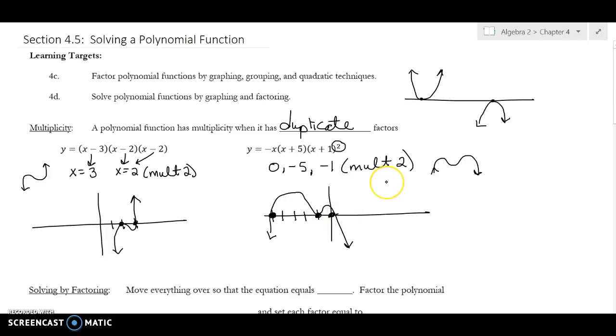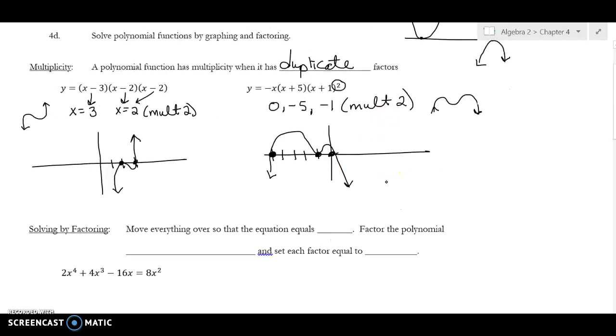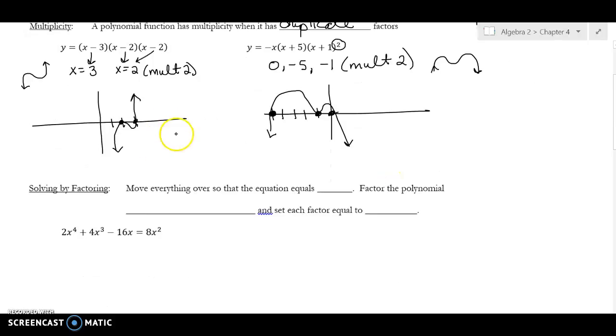Okay. All right, so solving by factoring, what happens here is that you have to move everything so it equals 0, and then we're going to factor completely. And then once we do that, we just find the zeros by setting the parentheses equal to 0 like I did here. So x minus 3, my answer was 3. X minus 2, my answer was 2. Just an x, my answer was 0. X plus 5, my answer was -5. And x plus 1, my answer was -1.